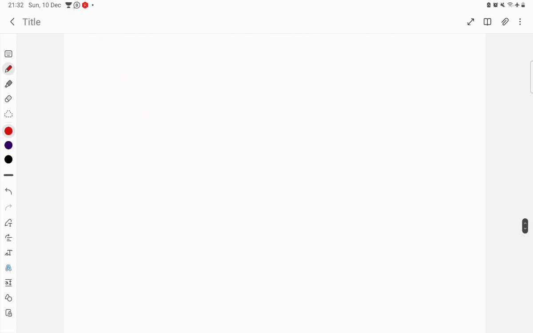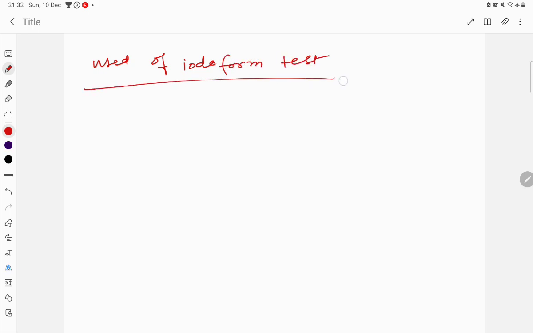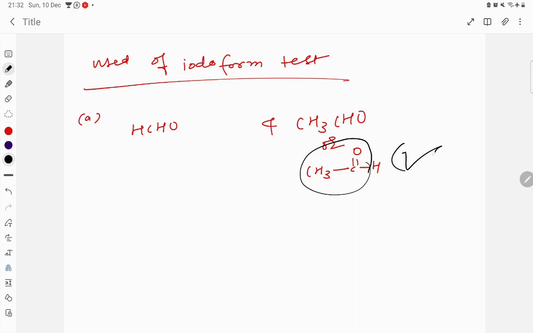Where will the iodoform test be used, student? Where can you use this test? First one, A: suppose you have to separate HCHO and CH3CHO. CH3CHO has a methyl keto group, CH3 C double bond O and H, so it will give positive. HCHO is not having a methyl keto group, it is hydrogen keto, so it will not give the test.